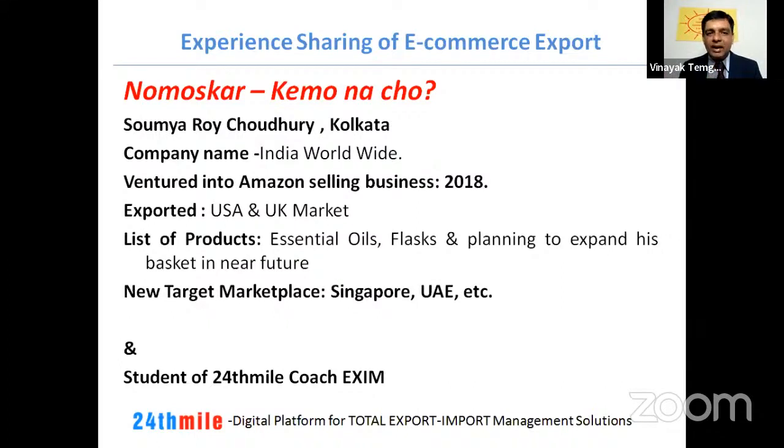His name is Somaya Rao Chaudhary. His company name is India Worldwide. He has ventured into the Amazon selling business in 2018. He has exported to the USA and UK markets. He is into essential oils, flakes, and is planning to expand his basket in the near future. His new targeted marketplaces are Singapore and UAE. And very happy to share, he's our student, and he's learning all the export import processes.